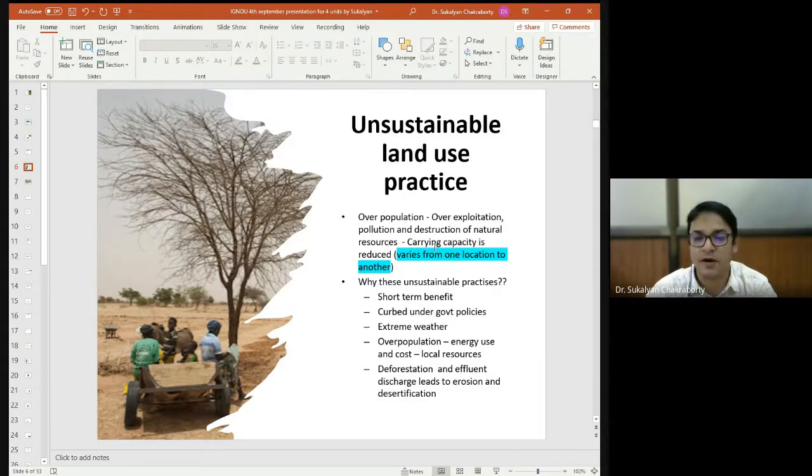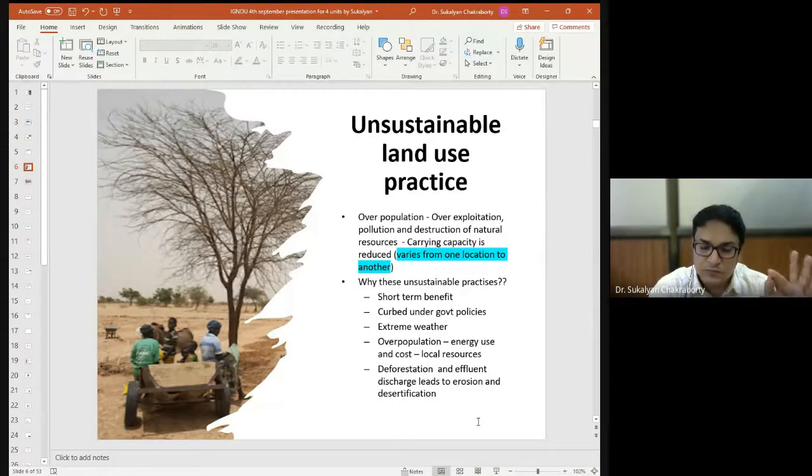So why these unsustainable practices? We human beings are more interested in short-term benefits. Due to short-term benefits, we do many activities which lead to land resource depletion. I give you one example. Say I want high productivity of crops in my small land area which I have for cultivation. So what do I do? I go for a number of things. First of all, I go for high-yielding variety seeds. Second, I apply a lot of fertilizers. To prevent insects and rodents, I apply a lot of pesticides, insecticides, and rodenticides.